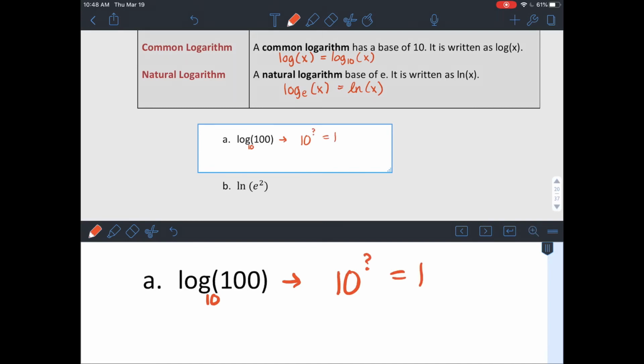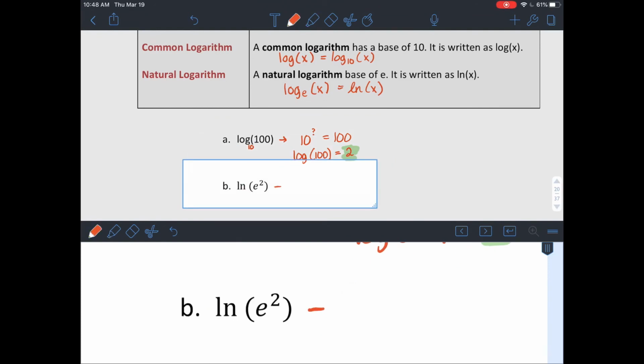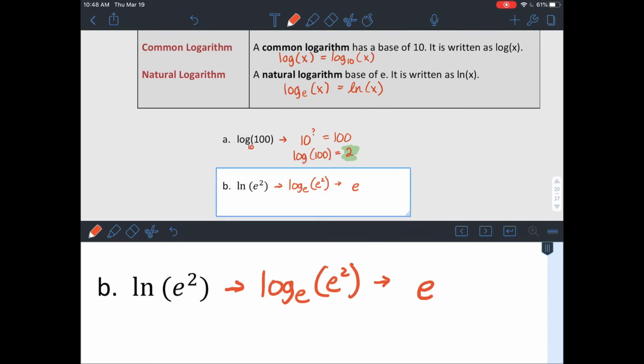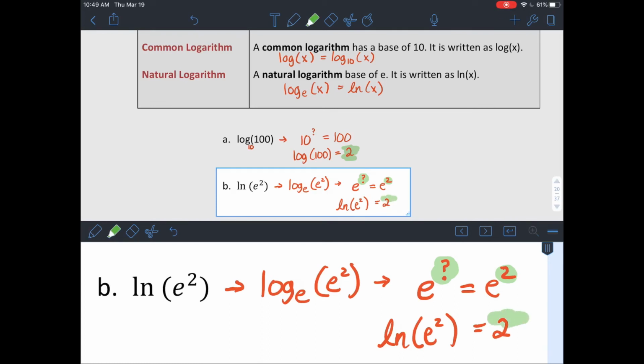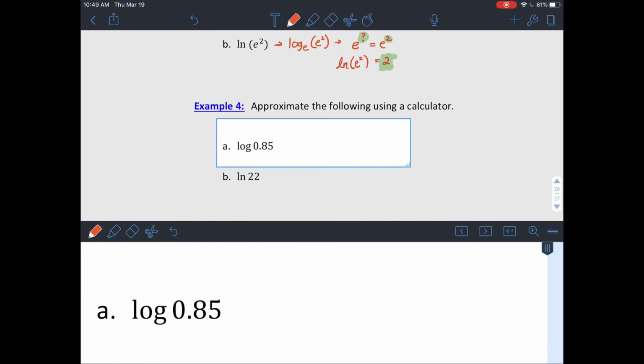This is log base 10 since it wasn't written, so we're looking for 10 to what power gets us 100. Well, that would be 2 because 10 to the second is 100. This is natural log of e to the second. I'm just going to write it as log base e because that's really what it means. So I'm essentially looking for e to what power gets me the inside, which is e squared. Well, if those two things are equal, then that question mark has to be 2. So natural log of e squared is just equal to 2 because that's what power e is being raised to on the inside. Also, they're inverses, so they undo each other.